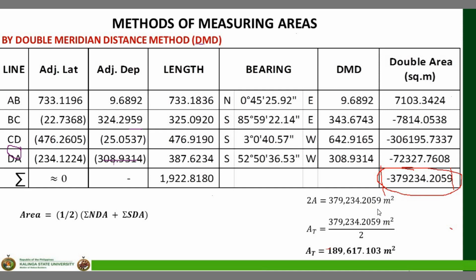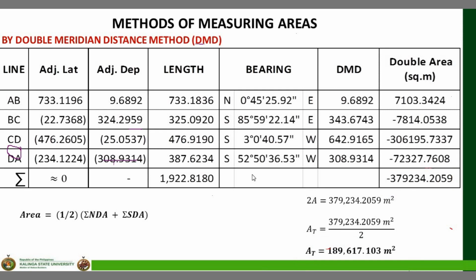That is 379,234.2059. I-divide that by 2 to get the total area of your lot, which is equal to 189,670.103 square meters. This is now the final answer. This is the total lot area for the given traverses.